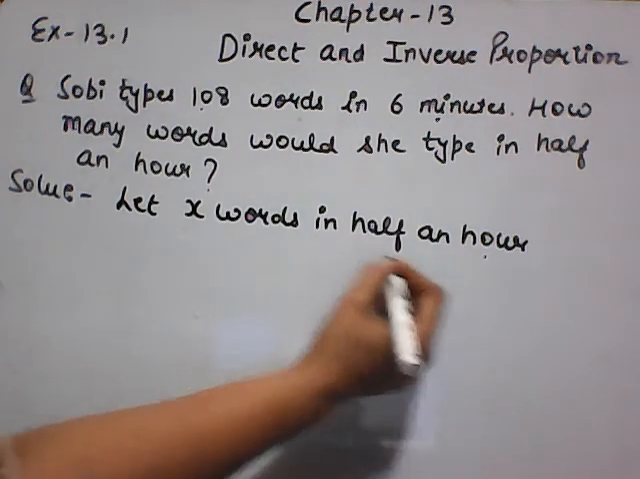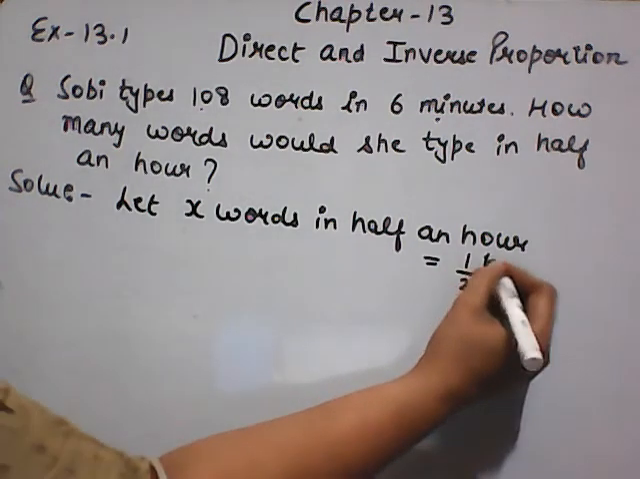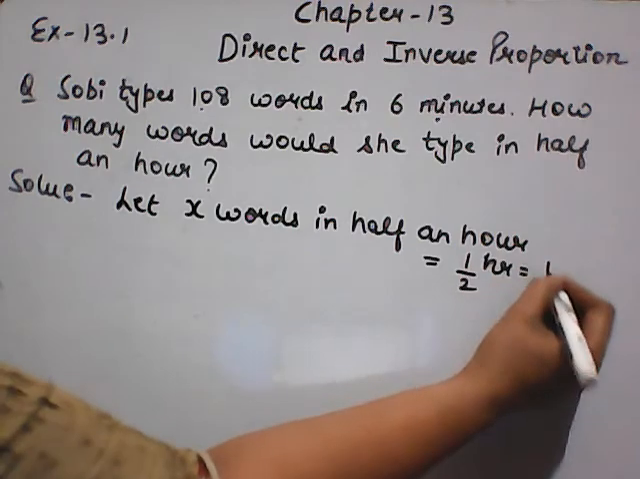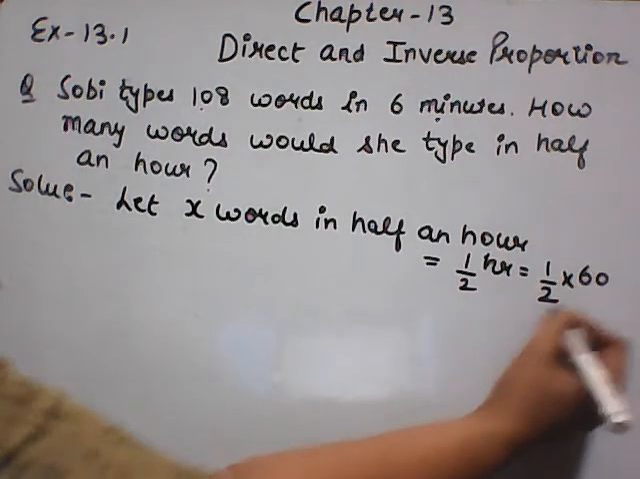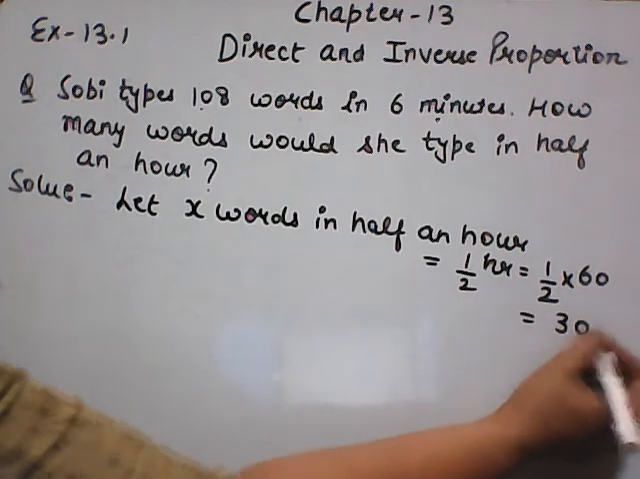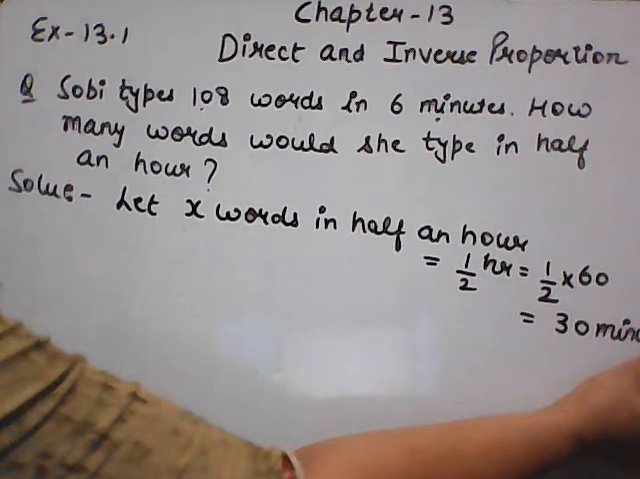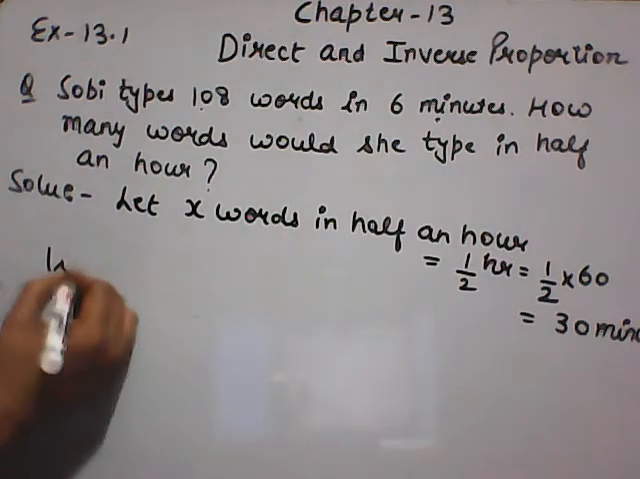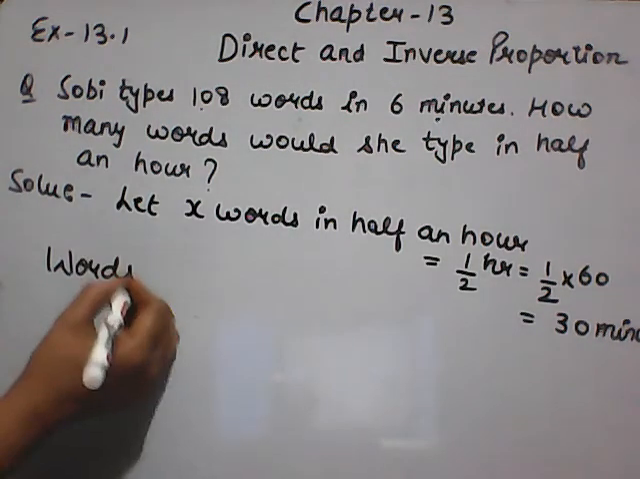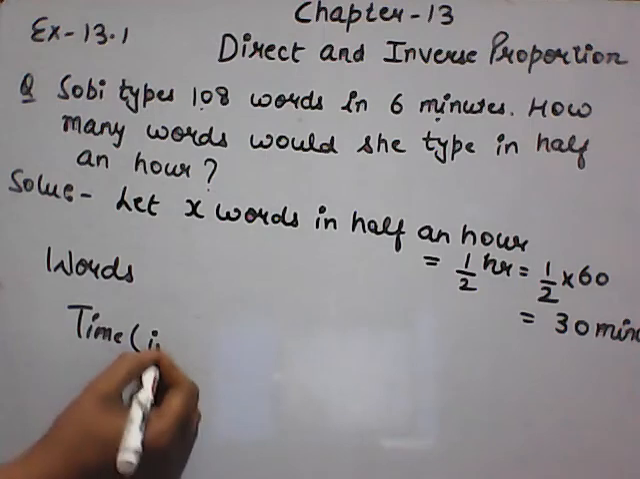Here, half an hour means 1 by 2 hour. How can we convert into minutes? By multiplying by 60. 1 by 2 multiplied by 60 is 30 minutes. That means 1 by 2 hour is equal to 30 minutes. Now, we can make a table of words and time, with time in terms of minutes.